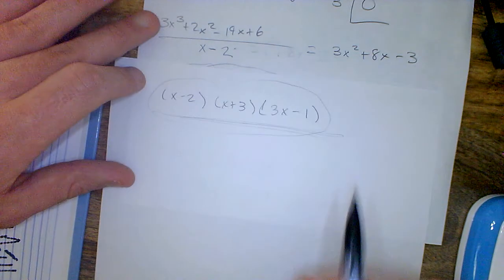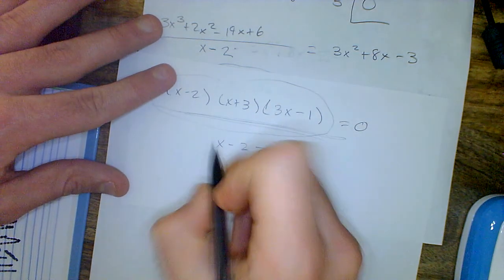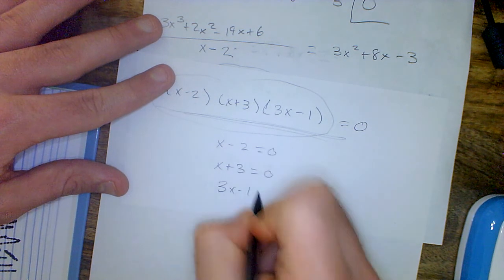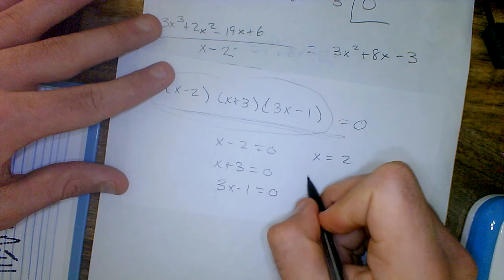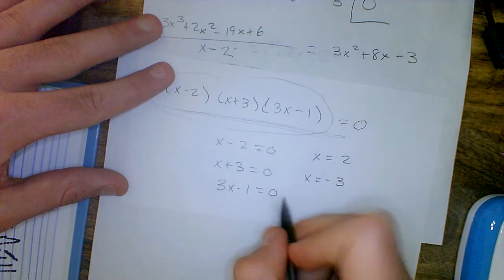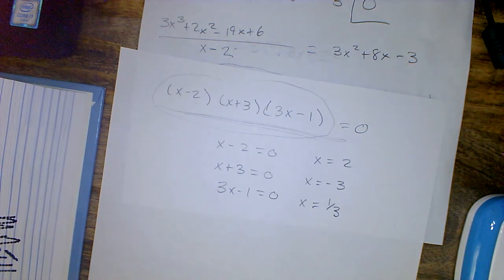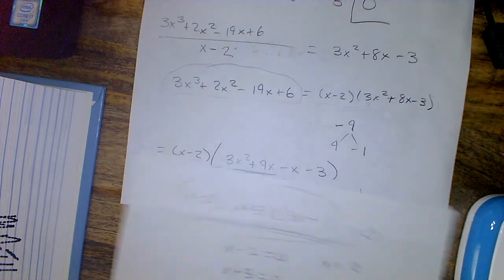So if we wanted to solve this equation, we just set this equal to 0. So that would mean x minus 2 is equal to 0, x plus 3 equals 0, and 3x minus 1 equals 0. So you solve all these independently. So this is x equals 2, x equals minus 3, and then you add 1 and divide by 3, so it's x equals 1/3. Okay, so that would be how to find the zeros of your equation.